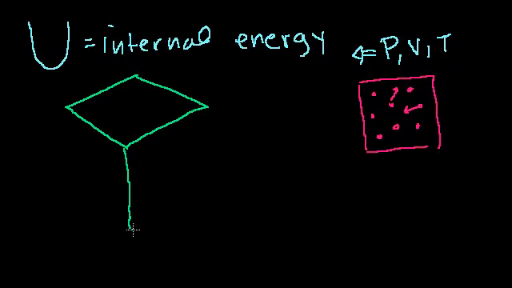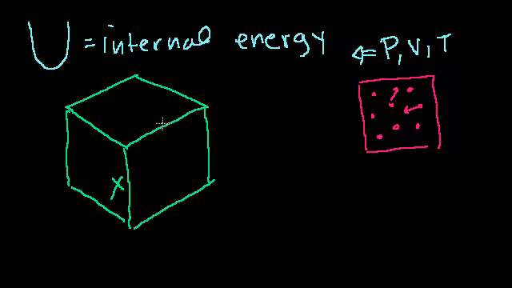So let's say my system is this cube. And let's say the dimensions of the cube are x in every direction. So it's x high, x wide, and x deep. So its volume is, of course, x to the third. And let's say I have N particles in my system. Capital N particles. I could have written lowercase n moles, but let's just keep it straightforward.